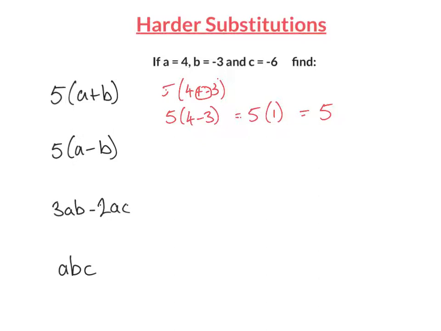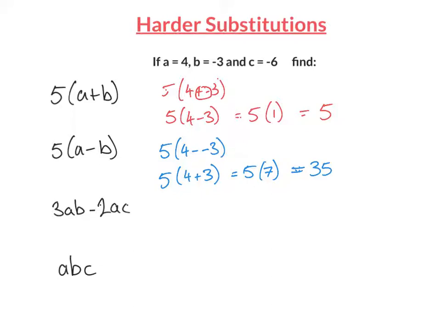In the second one, 5 upon a minus b, well, let's fill in what we've got. So we've got 5 upon a is 4 minus b. Well, b is minus 3. Now this time the two negative signs together mean we get a positive. Two negatives together make a positive. So rewriting that, that's 5 upon 4 plus 3. And we're just going stage by stage. So what's inside the bracket? 4 plus 3 is 7. So it's 5 upon 7. And that works out then, oops, as 35.